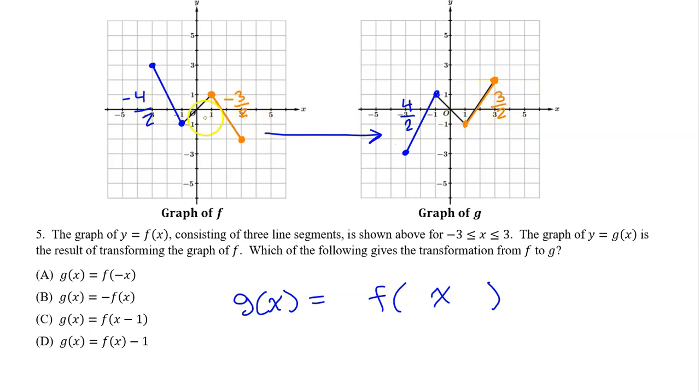So notice that the blue and the orange did not change sides. So that means we are looking at a reflection over the x-axis. It must have flipped upside down. It did not flip side to side. So a reflection over the x-axis always shows up as a negative sign out in the very front. And really only one of these options has that. So the answer has to be B.